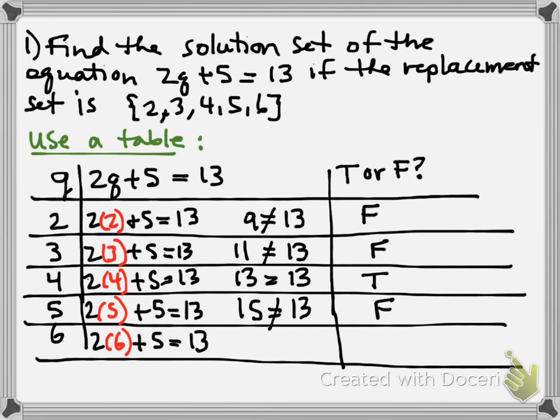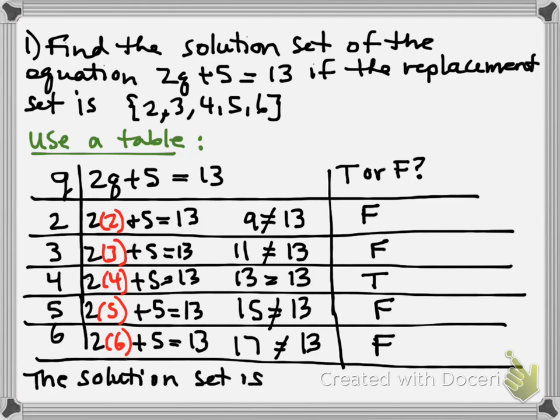No, this is just some of the problems are like this. So we have 12 plus 5 is 17. Does 17 equal 13? No. So that's false. So what you would say is the solution set is, and then you would take whatever numbers were true and you would put them in set notation. So 4 made it true, and that would be your answer.